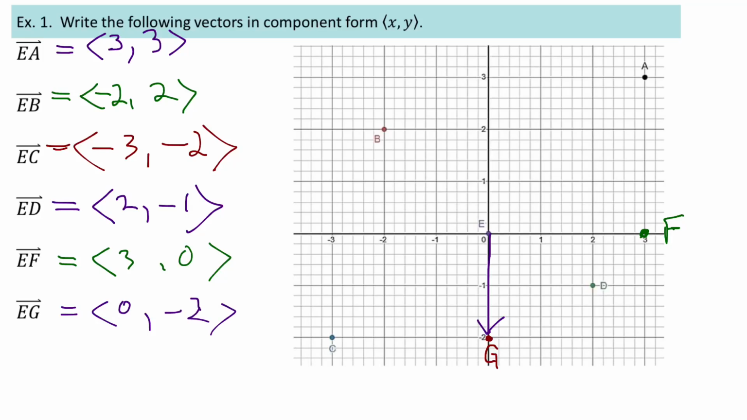So these examples showed how you take a point and draw the vector from the first to the second point, E to A for example, and then look at the x component and the y component, put it in vector language with pointy brackets with a comma separating the x from the y.